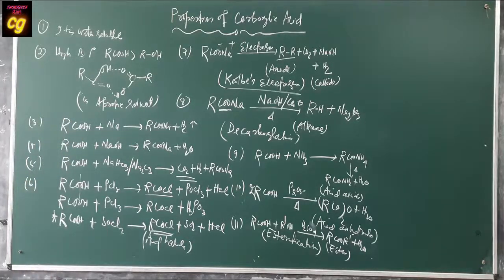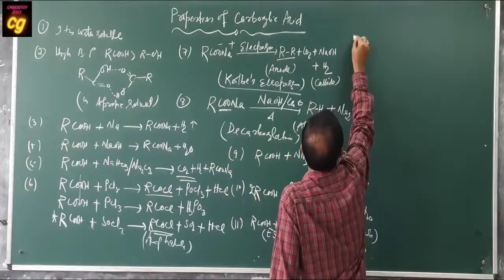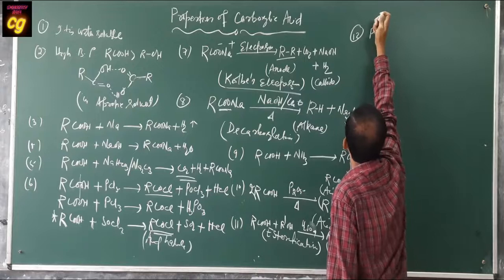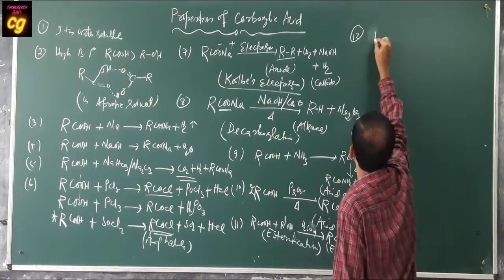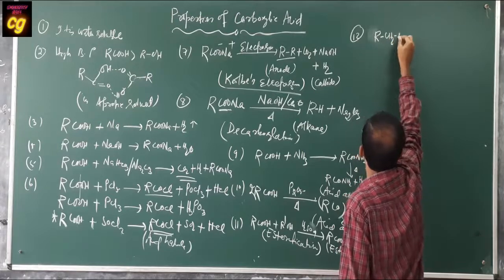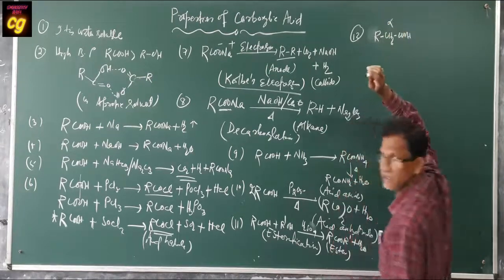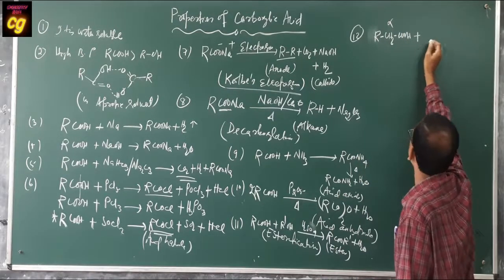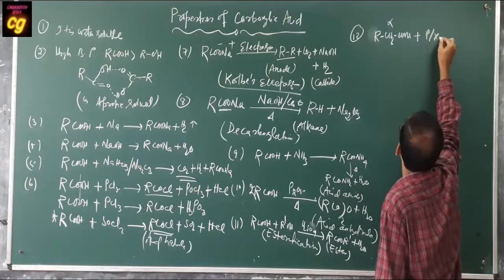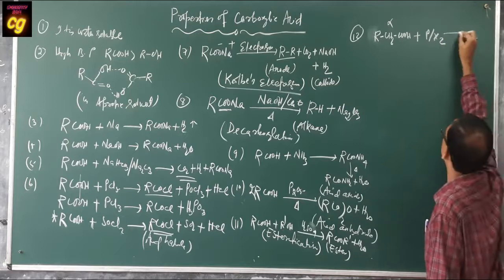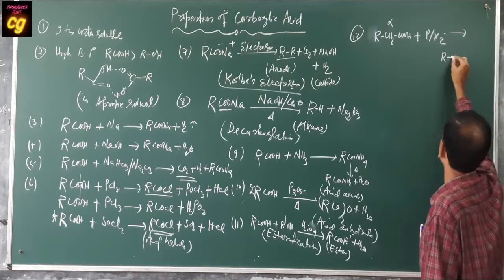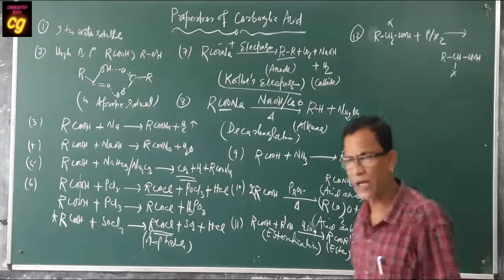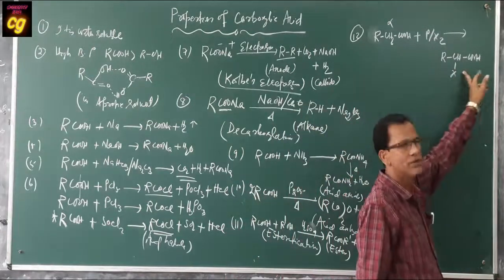Then acids containing alpha hydrogen atom. When an acid containing alpha hydrogen reacts with phosphorus and halogen, it produces RCHX-acid. That is, in the alpha position, halogen will be substituted.